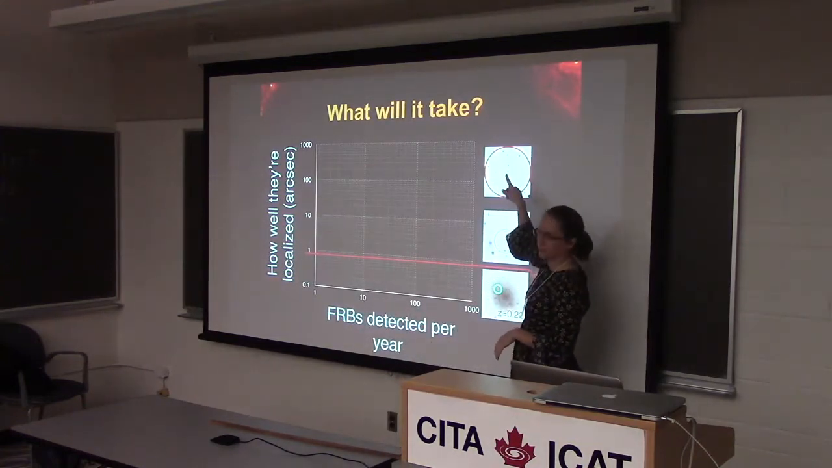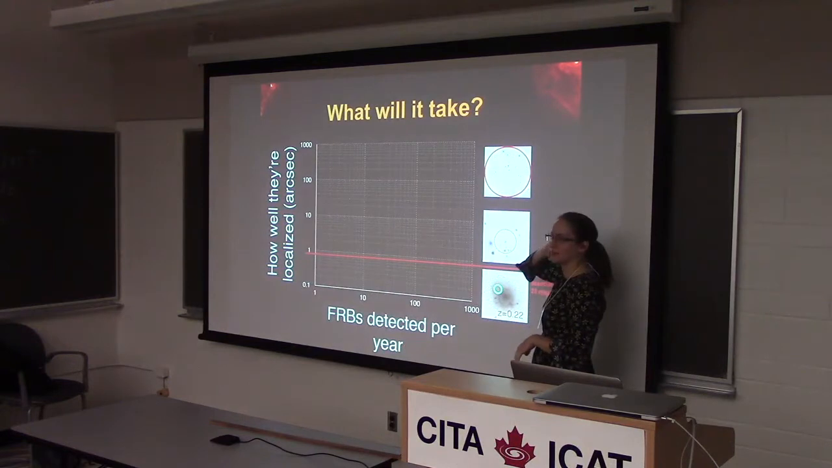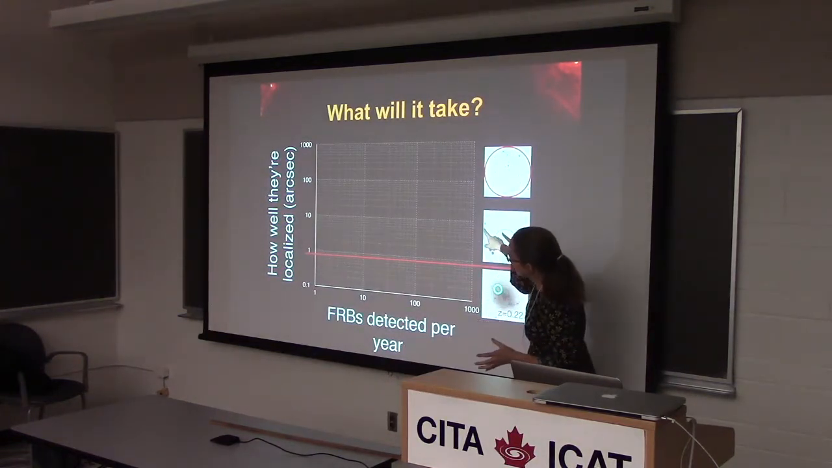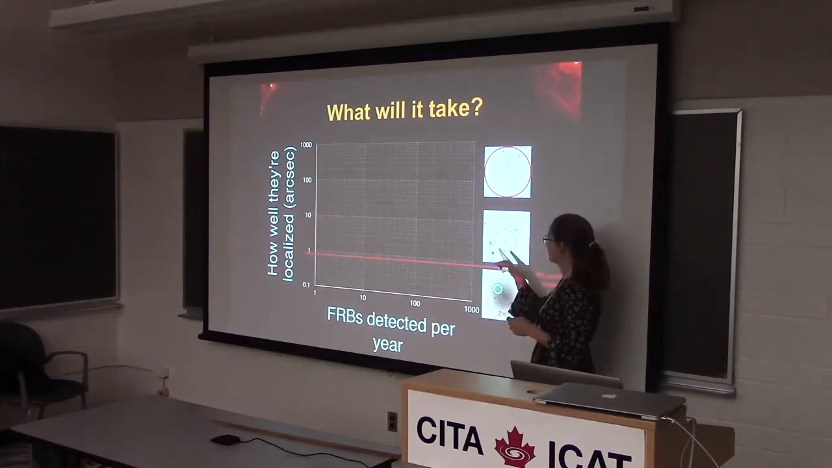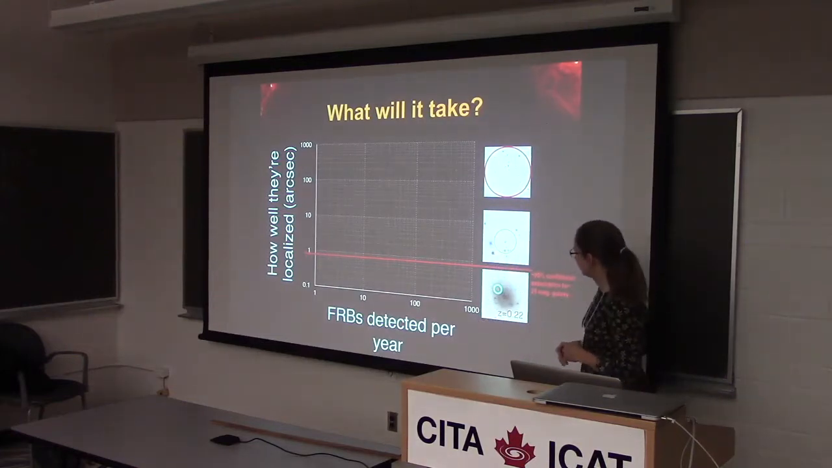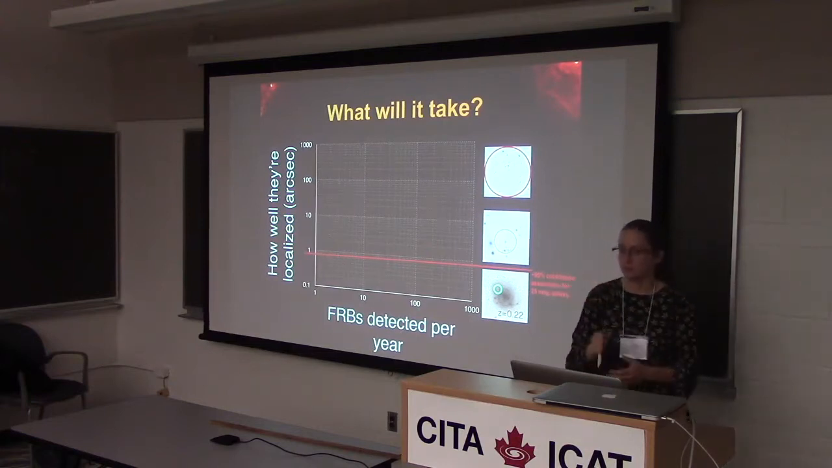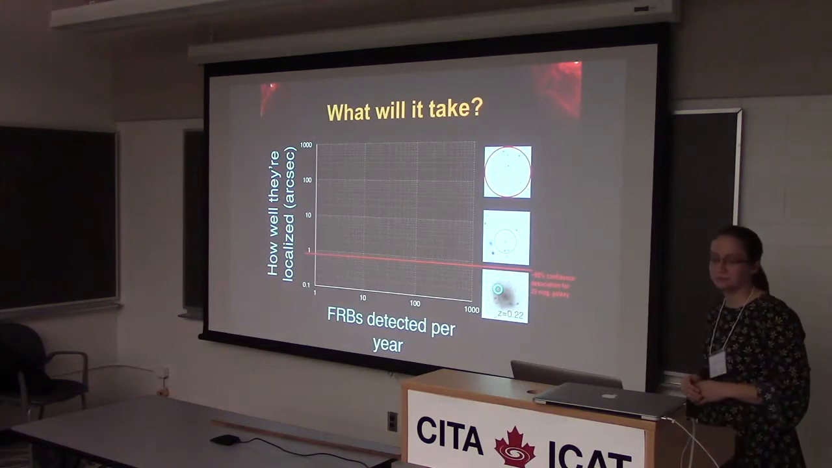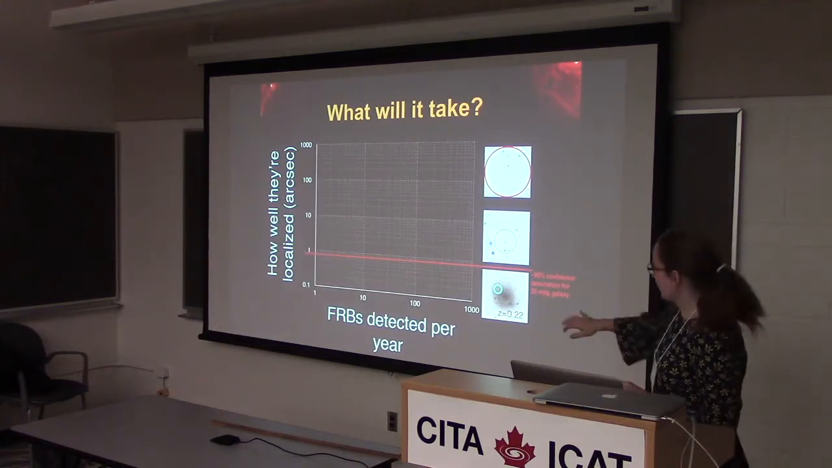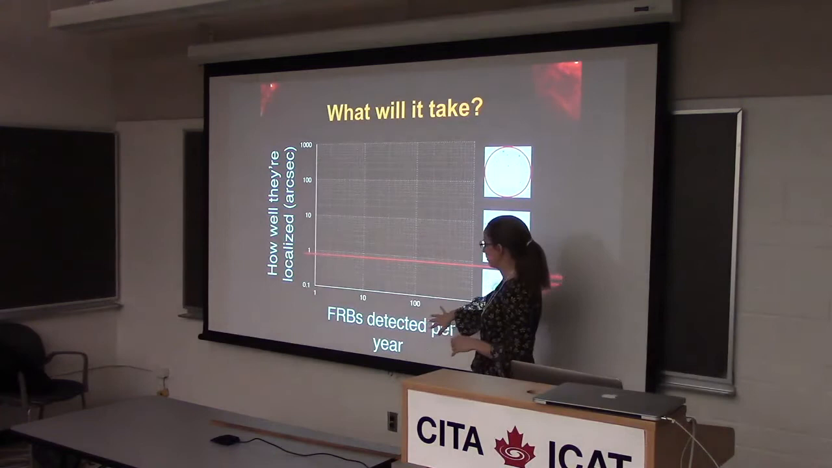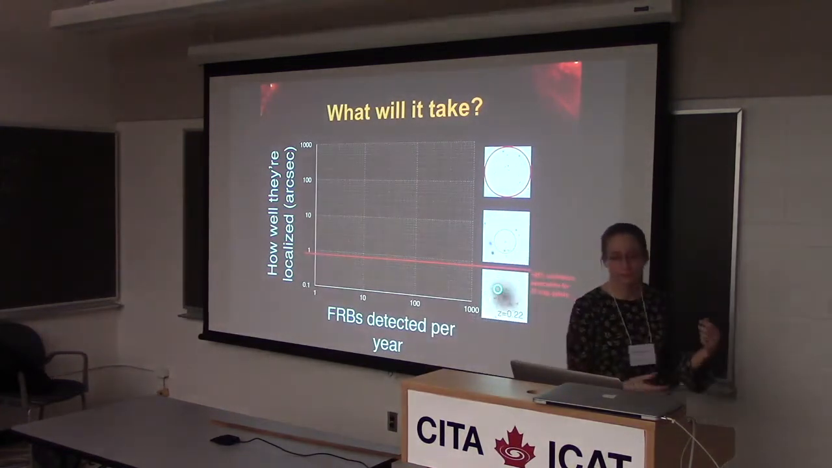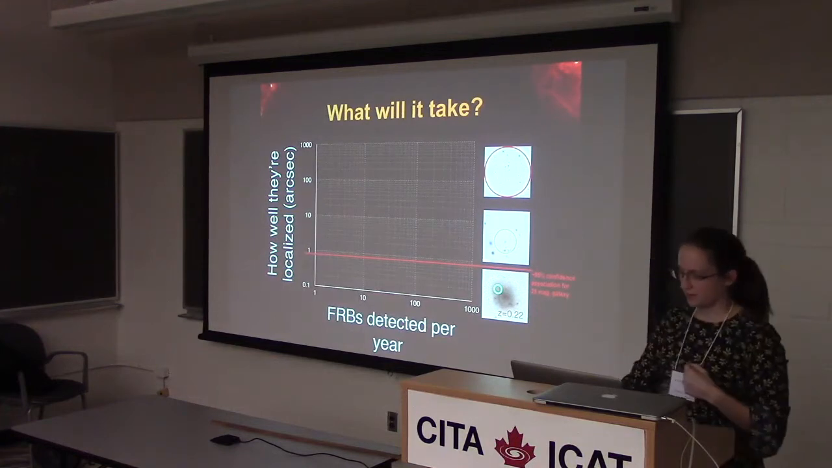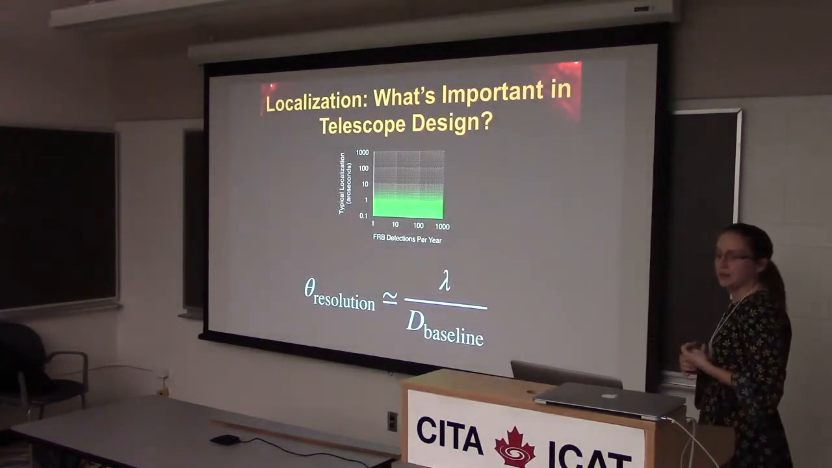So this is something like a 30 arc minute radius. That's about what Parkes gets. You can see there's tons of galaxies. This is a couple tens of arc seconds radius. There's a few ambiguous spots in there. So if you get sub-arcsecond localization, you can even identify where in the galactic structure the FRB is coming from. And the x-axis here is basically how many FRBs you're going to detect per year. And there's a third axis here, which I think is sky depth, and I'll discuss that later.